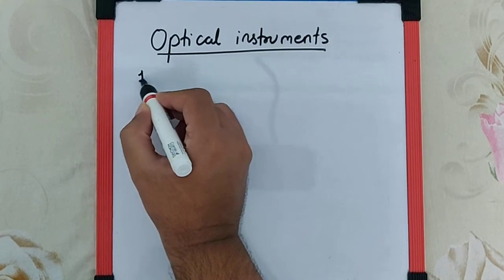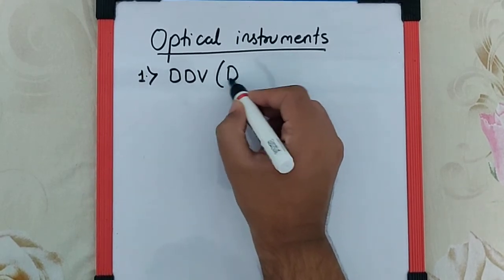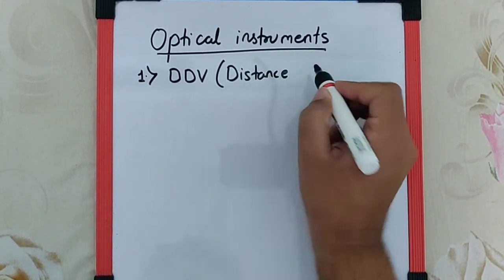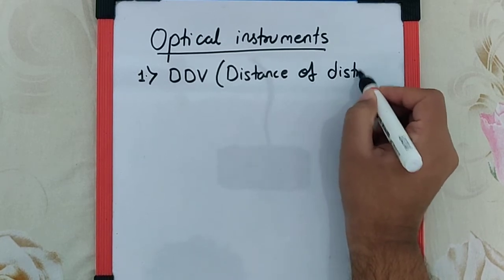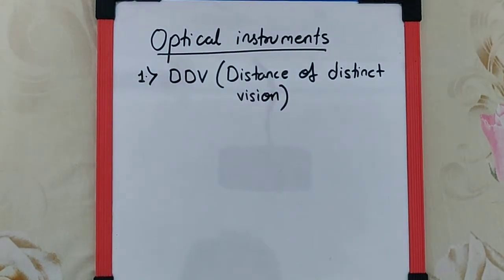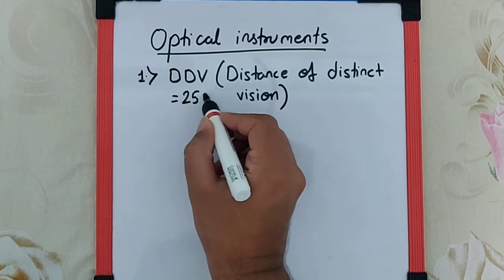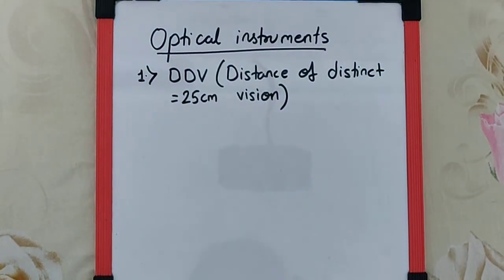Now the first term which is very important is DDV, which is called distance of distinct vision. This distance is actually the distance up to which a person can see an object without straining their eyes. It is the minimum distance at which the person can see an object clearly without straining their eyes. Generally, the value of this is 25 centimeter, but it can vary from person to person.